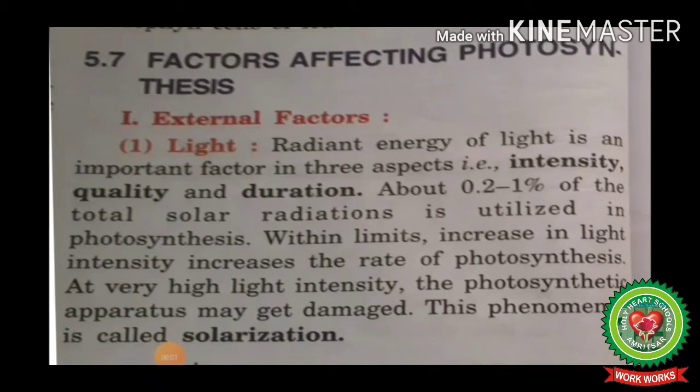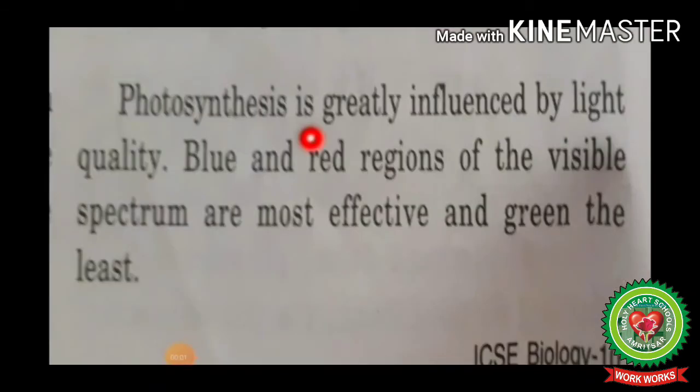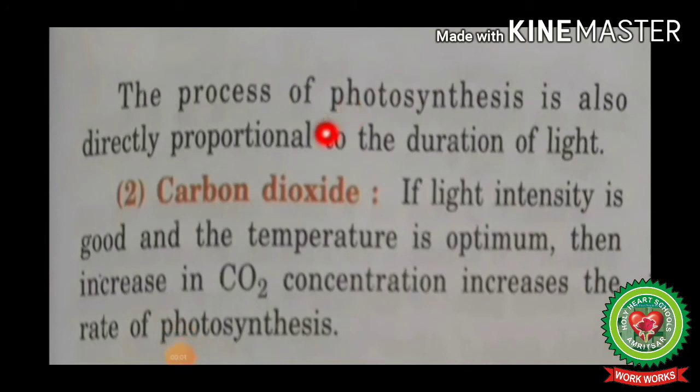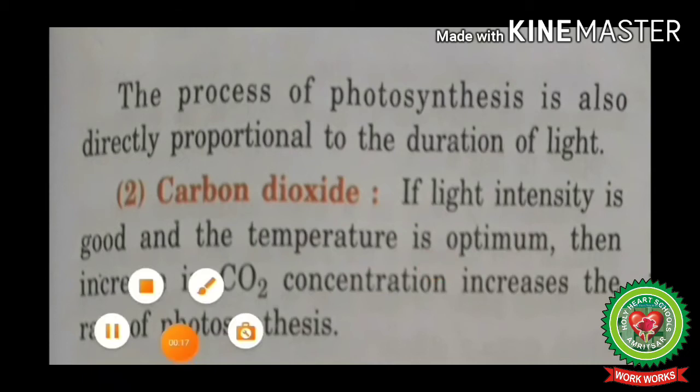Now, what is solarization? Solarization is the destruction of photosynthetic apparatus at very high light intensity. And photosynthesis is greatly influenced by light quality. Blue and red regions of the visible spectrum are most effective and green the least. The process of photosynthesis is also directly proportional to the duration of light. Second is carbon dioxide. If light intensity is good and the temperature is optimum, then increase in carbon dioxide concentration increases the rate of photosynthesis.